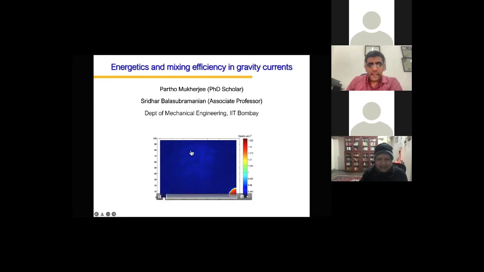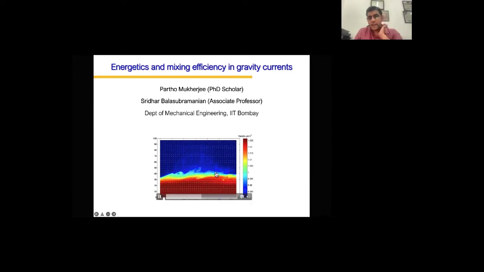You can see that I have put up a very short movie where a gravity current is flowing from right to left. The red is the denser fluid, and blue is the lighter fluid. You can see that the denser fluid is propagating as a gravity current in the lighter fluid.